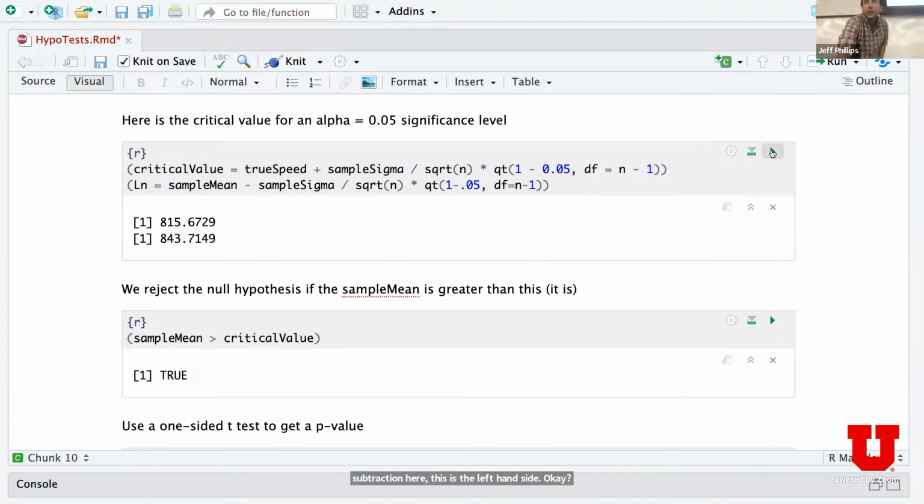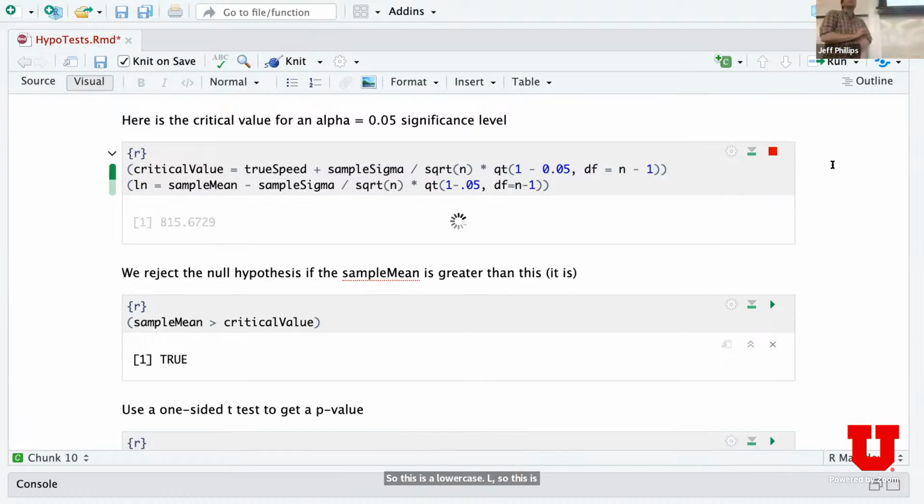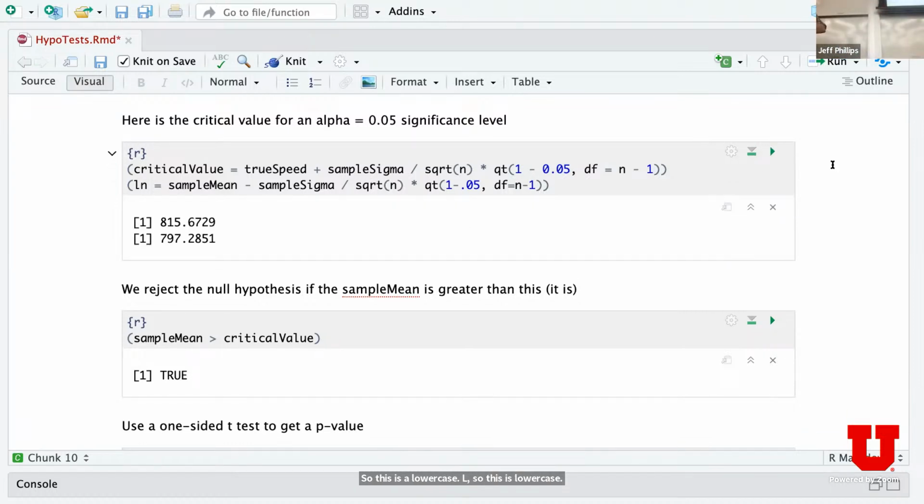This is a similar thing, except this is the sample mean. So this is a lowercase l. This is like the left side of the confidence interval with the actual realization of it. So if I actually observe the sample mean, and then I look at the sample sigma, this tells me how far away from that to go.